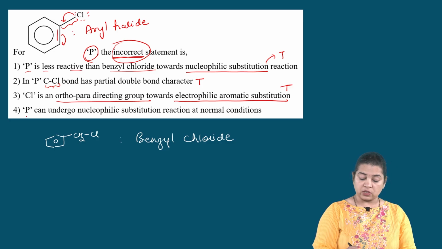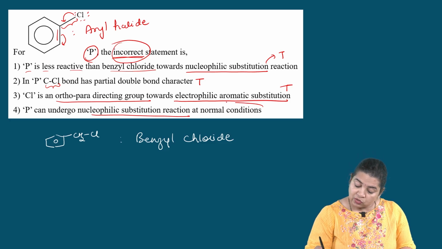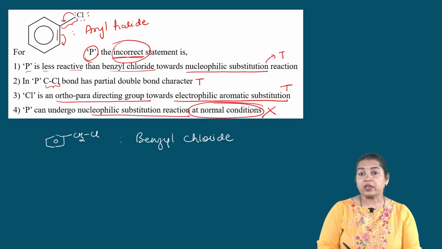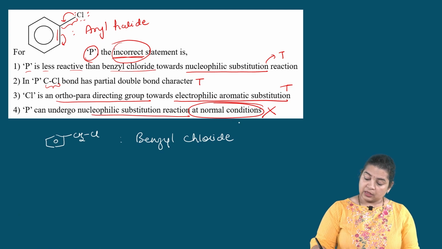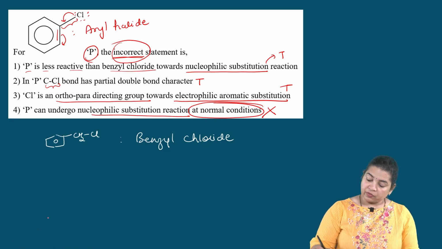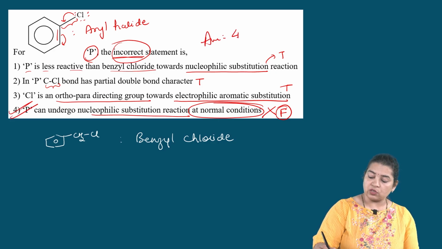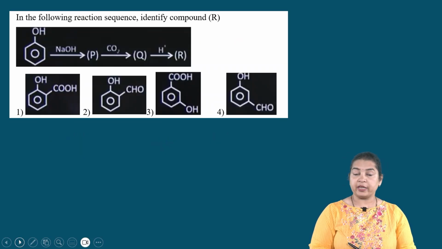Let's move to the fourth statement. P can undergo nucleophilic substitution reaction. Well, can undergo, till here it is okay. But what is written? At normal conditions? No, not at all. Only at vigorous conditions do we get nucleophilic substitution on aryl halides. So if that is so, this statement is false, is incorrect, and thus should be the answer. So the answer for this should be option number 4, right? Let's move to next question.